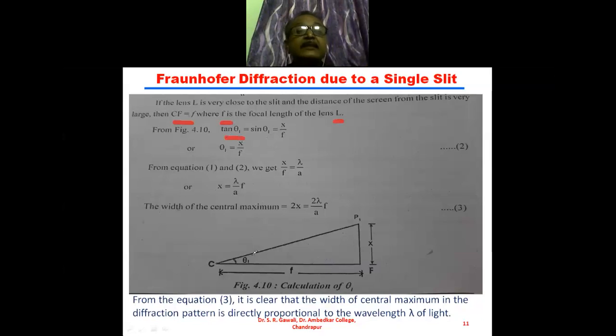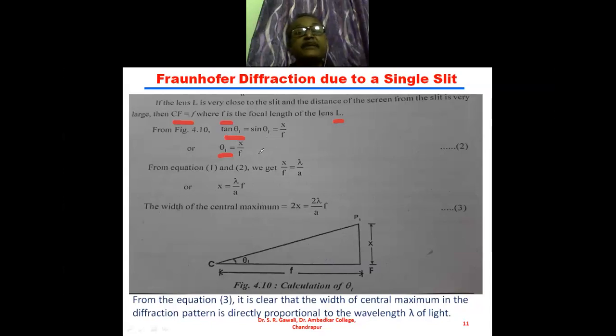of this theta 1. Tan theta 1 is equal to sin theta 1 upon cos theta 1. So we get sin theta 1 is equal to x by f. I will take sin theta 1 is equal to x by f. x is nothing but this distance divided by this small f. So as theta 1 is very small, we can replace sin theta 1 by theta 1, and therefore we have theta 1 is equal to x by f. So theta 1 का value x by f आया है. This is the equation number 2.